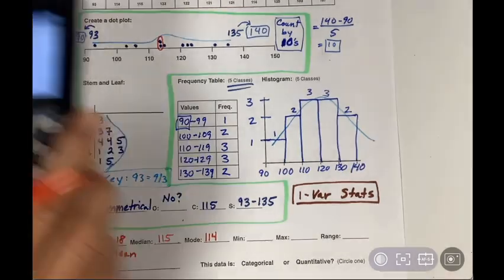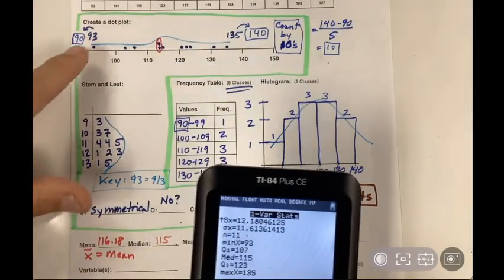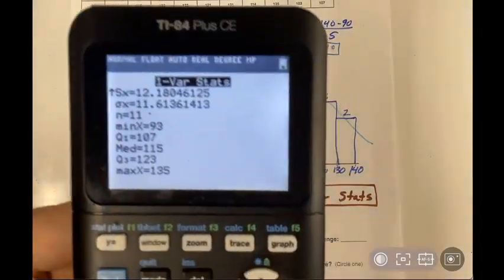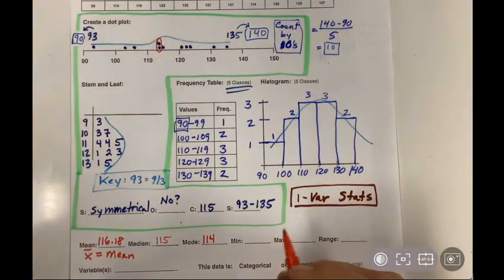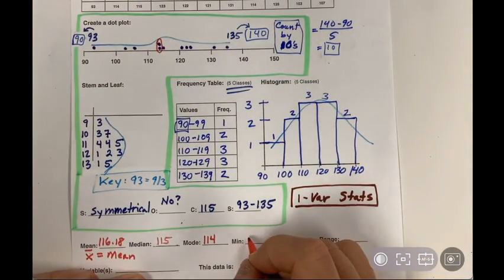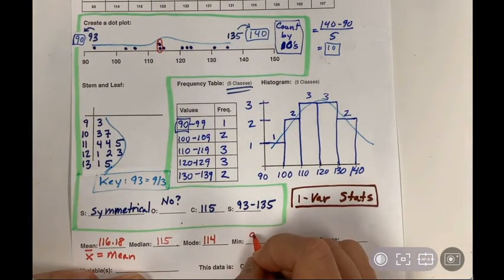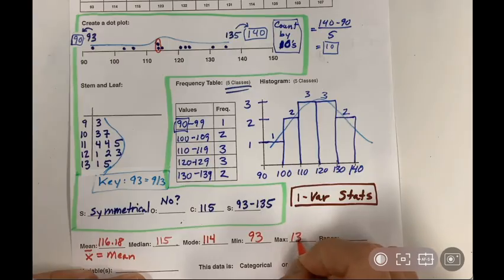Next, the minimum and the maximum. We can see it on the graph right here as 93 and 135, but it also shows up here as well. You'll see it says 93 for the minimum and 135 for the maximum. 93 was the minimum and 135 was the max.